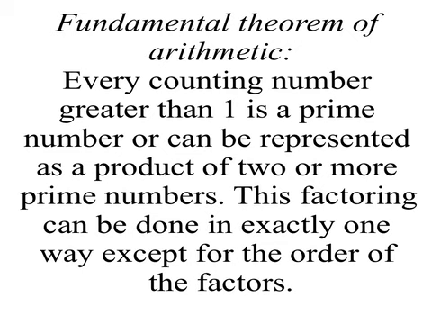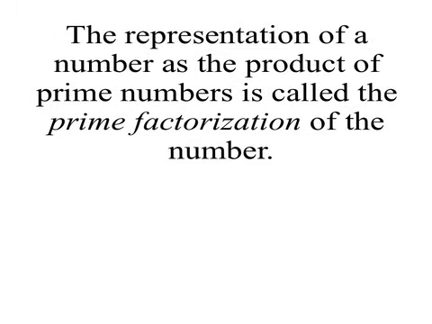And that brings us to the fundamental theorem of arithmetic. Every counting number greater than 1 is a prime number or can be represented as a product of 2 or more prime numbers. This factoring can be done in exactly one way, except for the order of the factors. The representation of a number as the product of prime numbers is called the prime factorization of the number.